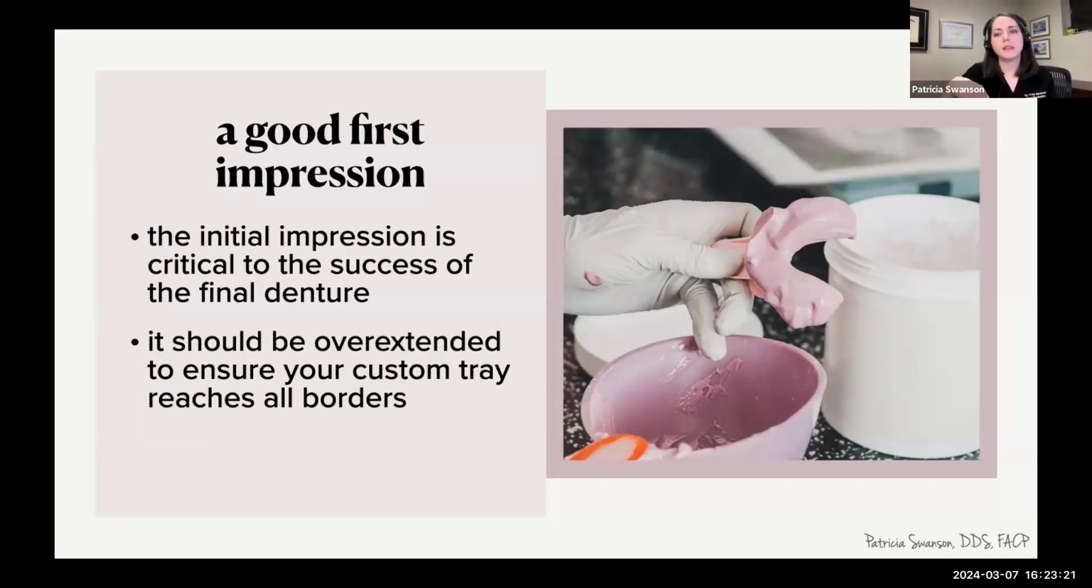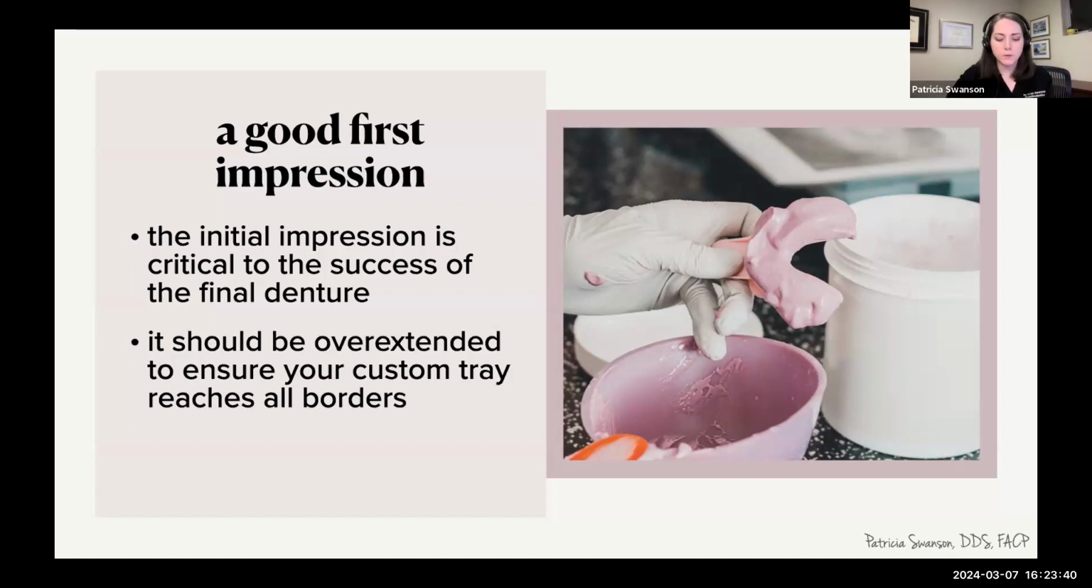Sometimes, we're all rushed for time, right? And so you'll get an impression, it's got most of it. There's no retromolar pads, there's no hamular notch, whatever, move on. And now you're going to spend so much more time border molding, and your border molding material and your definitive impression material is way more expensive than your alginate. So just take another alginate.